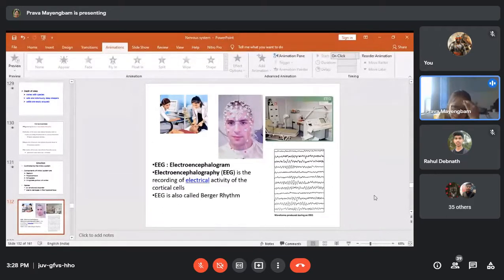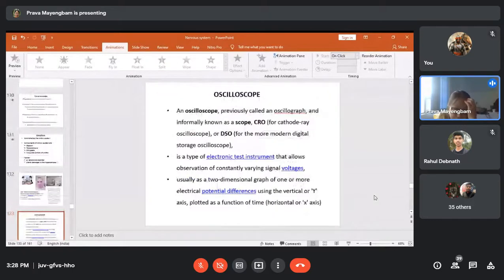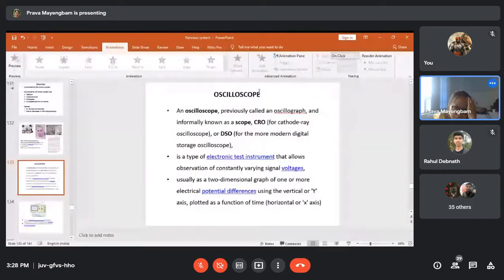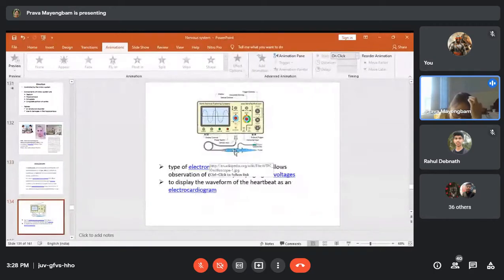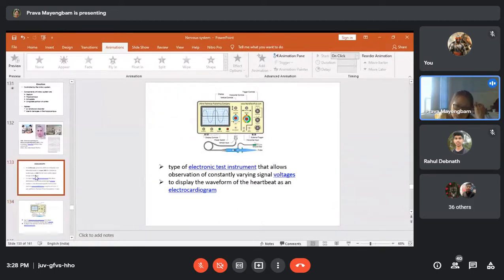Another instrument is the oscilloscope. What is this oscilloscope? It is a type of electronic test instrument that allows the observation of constantly varying signal voltages. That means at the different locations of the brain, the different activities of the nerves are recorded with the help of some probe. The probe will be placed at different portions of the brain, and the waves in the cortical cell movements will be exhibited in the form of a graph. So that is the oscilloscope.